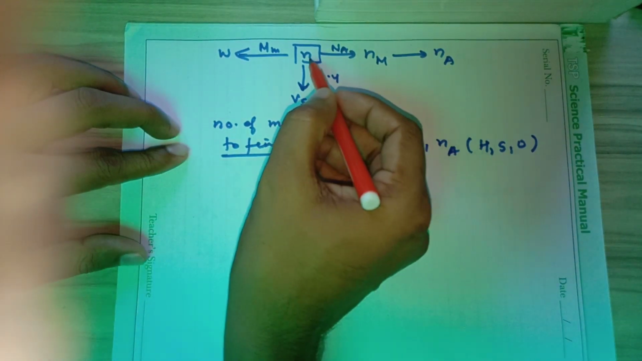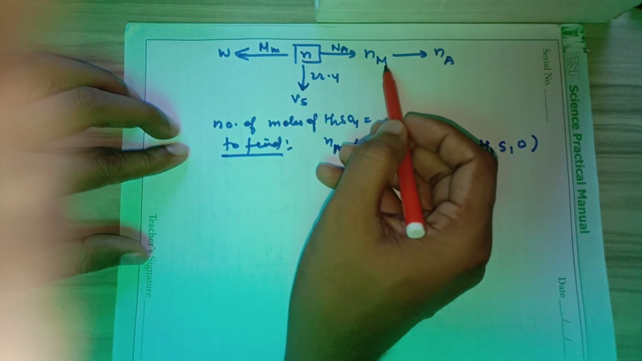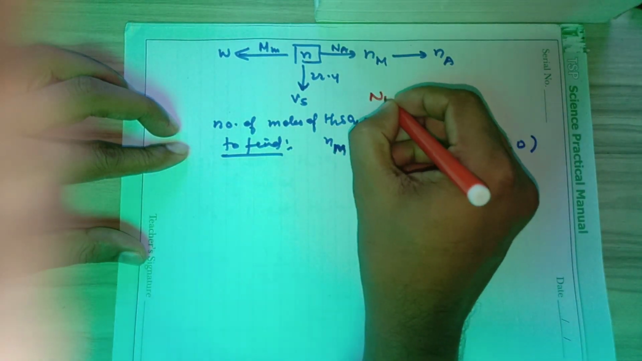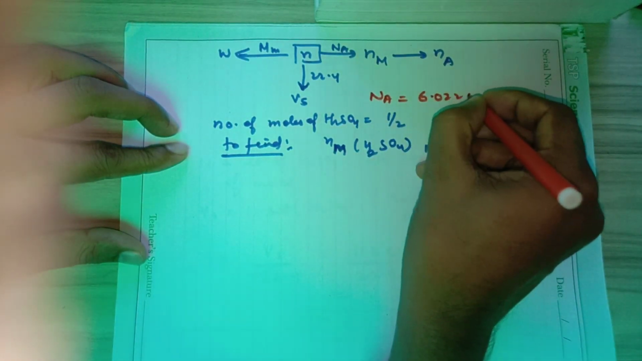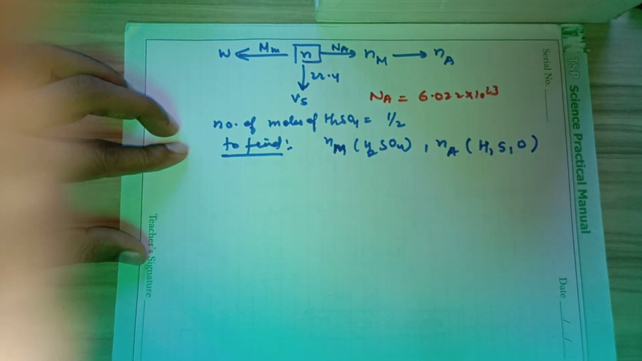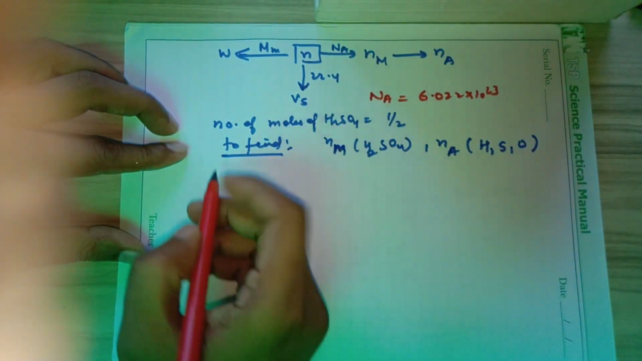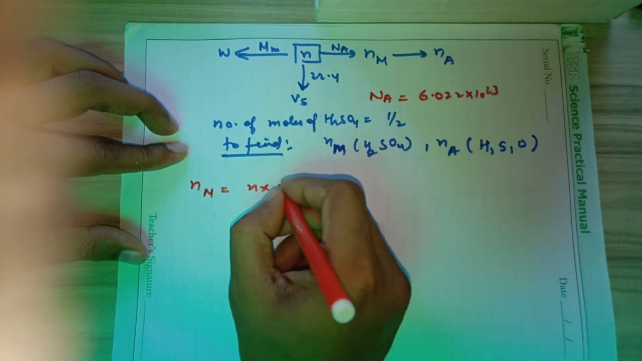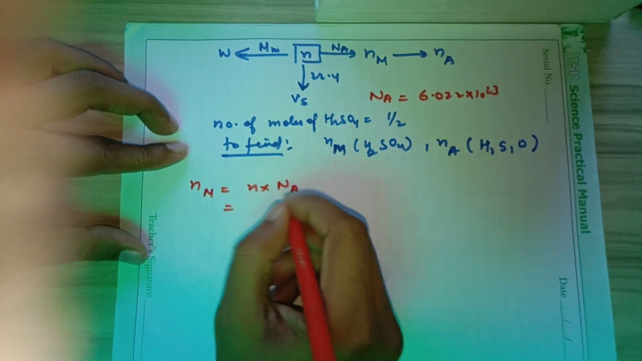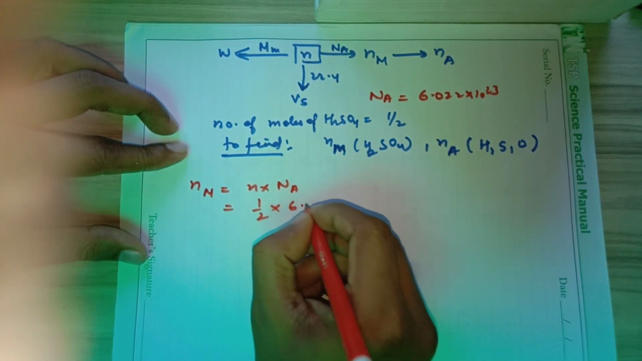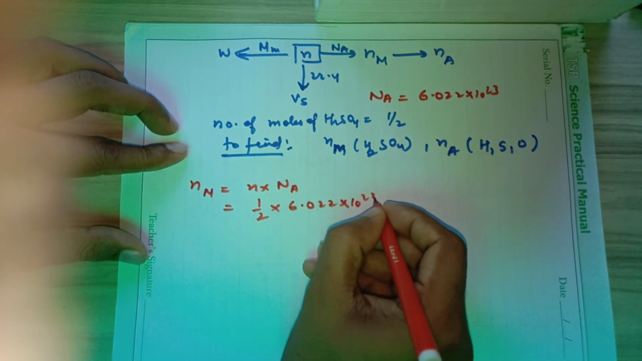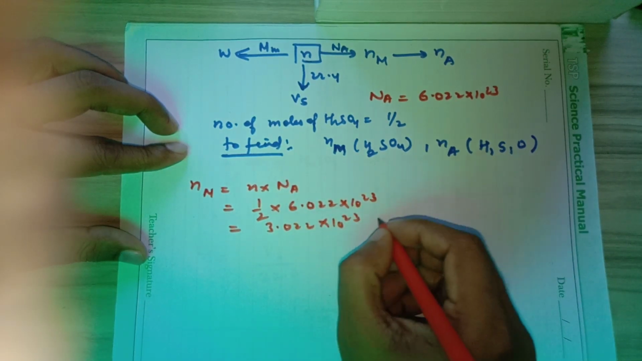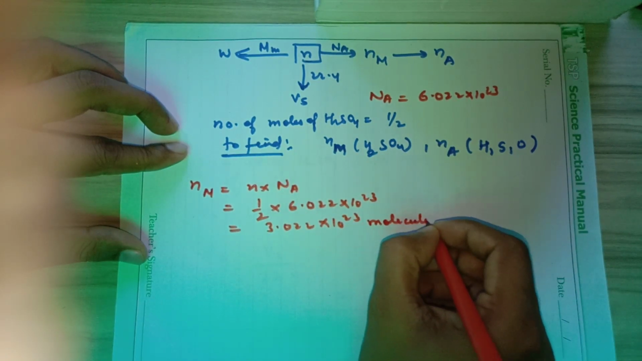Now, since the number of moles is given and we are moving away from the number of moles, so we'll multiply it by Na. Na is the Avogadro number. That Avogadro number is 6.022 into 10 to the power 23. Now here we have to find the number of molecules and we are given the number of moles and we have to multiply by the Avogadro number, that will be Na. Therefore it will be number of moles as 1 by 2 and Avogadro number is 6.022 into 10 to the power 23. So we'll get 3.022 into 10 to the power 23 molecules of H2SO4.